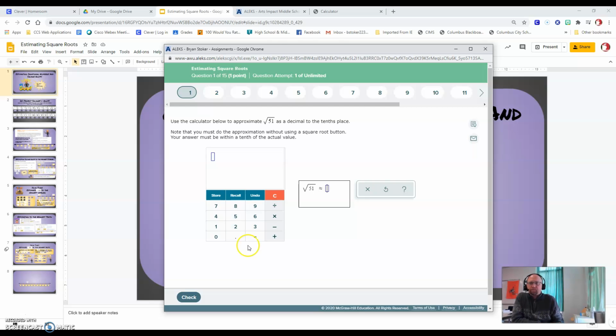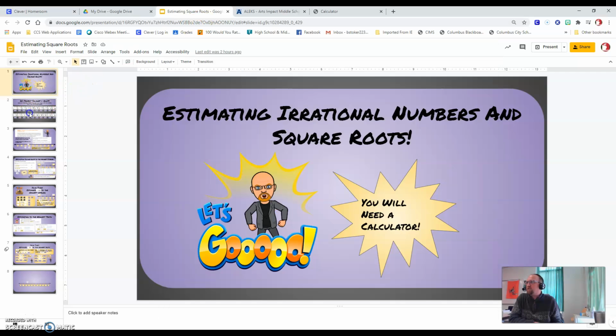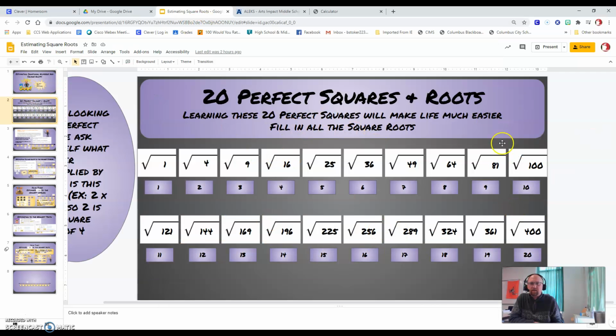Okay. When you start this assignment, question 1 is going to ask you to approximate the square root of a number. In this case, it's 51. I know we looked at a couple different examples. I'll do 2 examples so you get the hang of what you're doing here. If you need it, I would highly suggest having this slide up so that you can go back and forth between the two.